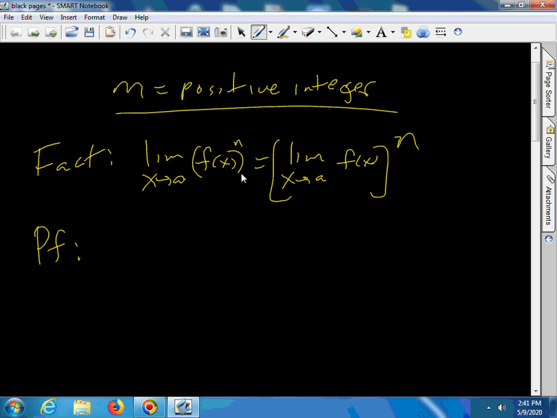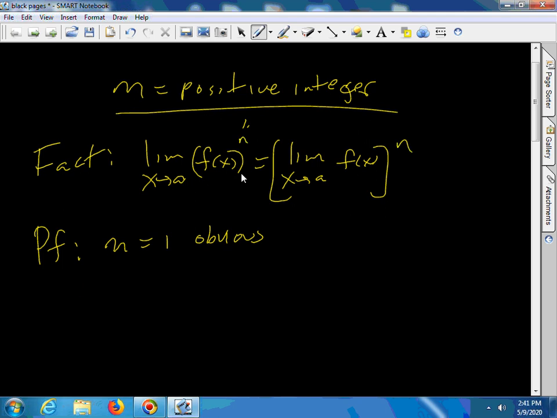Well, of course, if n is 1, it's obvious. N equals 1, obvious, because it's basically saying that's not here. Because anything to the first power is the anything.